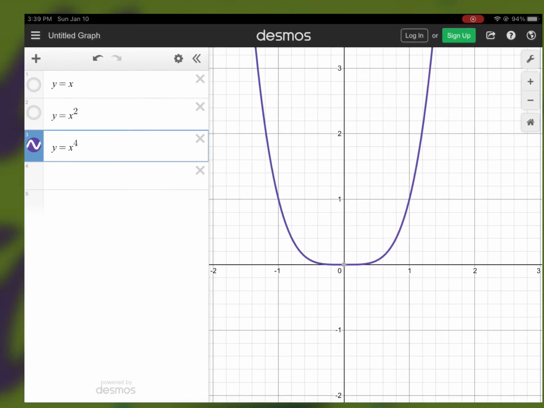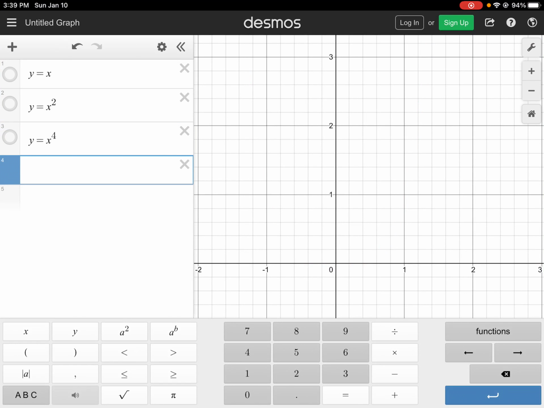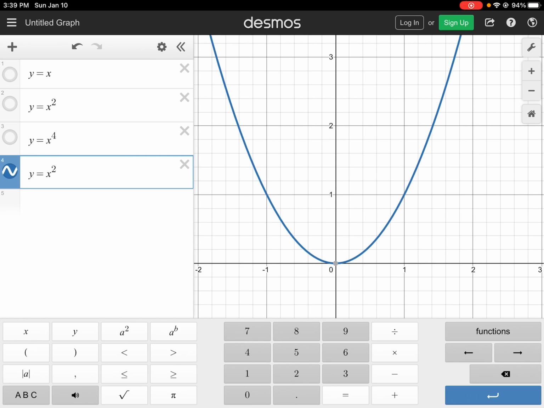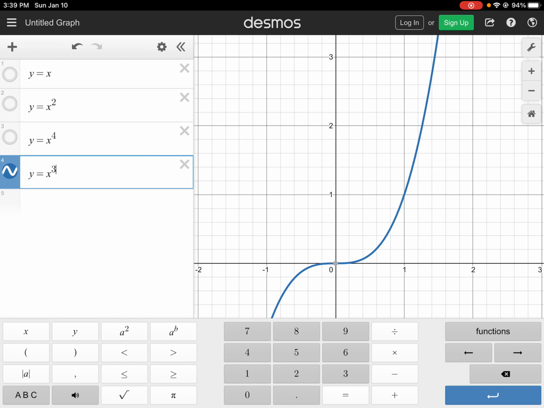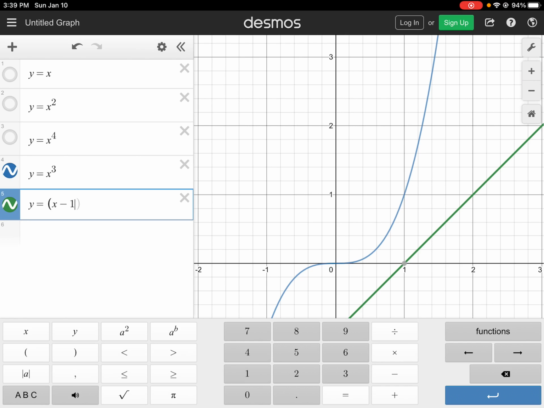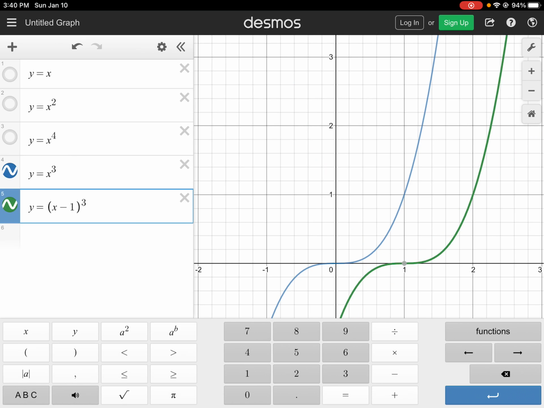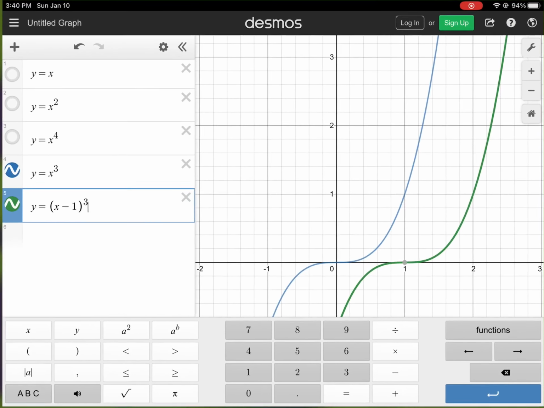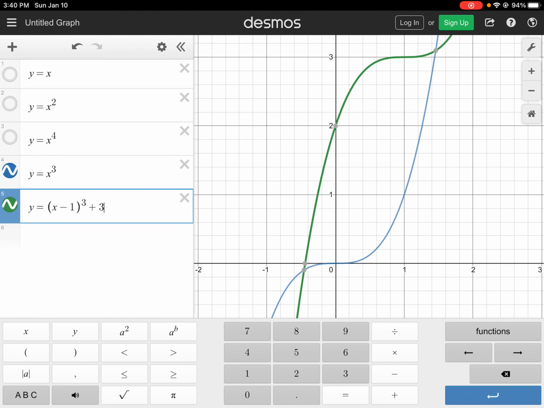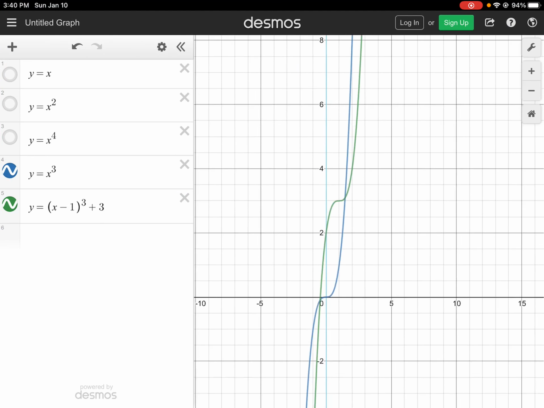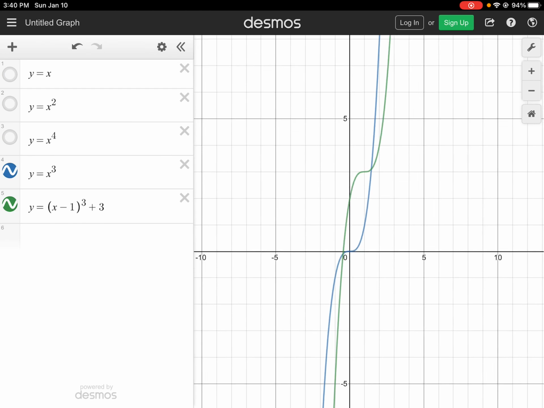So over here in Desmos, we're going to be working with our cubic function. I need to type that back in. There we go. And then we're going to do y equals parentheses x minus 1 cubed. And then it was what? +3. So +3. Okay, so there we go. And that looks real weird.